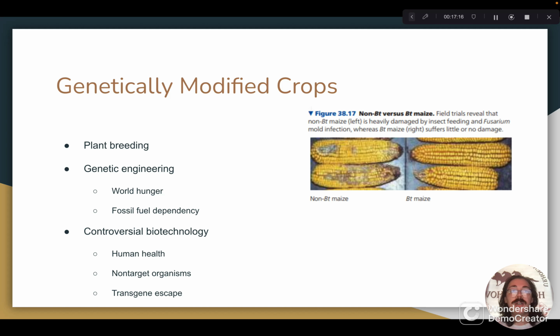Let's talk about genetic engineering. Our first point being world hunger, which is a problem that worsens as the human population continues to grow, but genetic engineering of food crops may help increase food production to help with this issue. And genetic engineering can also help with fossil fuel dependency, which we know fossil fuels are a very limited resource. Biofuels are potentially carbon neutral fuel sources that come from plant biomass, and could potentially satisfy a significant portion of energy needs worldwide.